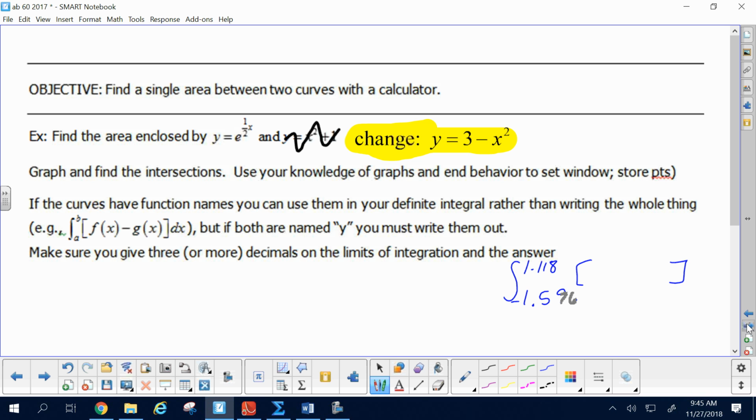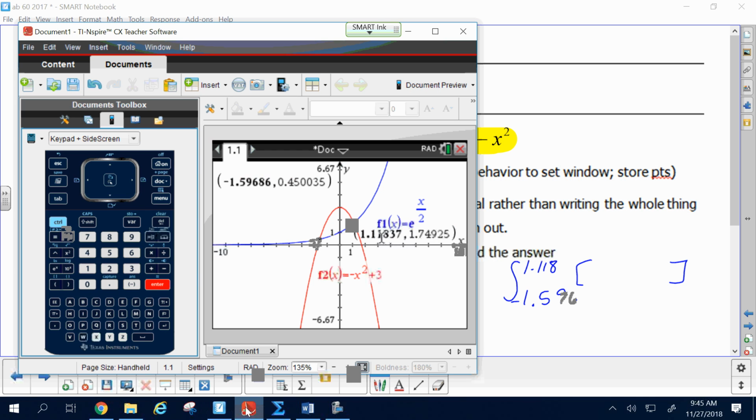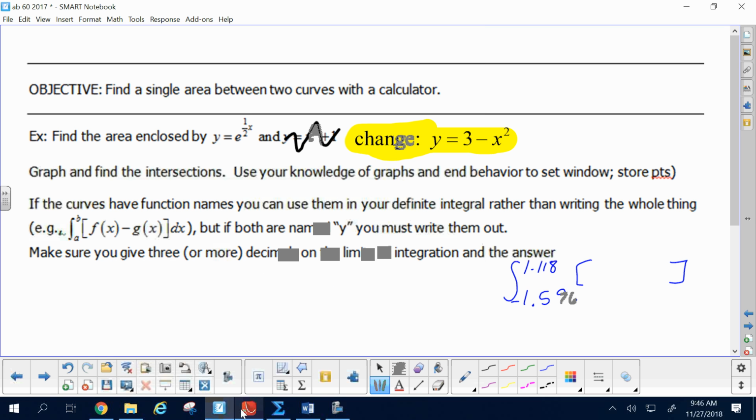So if we do upper minus lower, what's the function we're going to use minus which? Are we going to do parabola minus exponential or exponential minus parabola? Parabola minus exponential. So our integrand should be 3 minus x squared minus e to the 1/2 x. I didn't use parentheses around each in this case because the one I was subtracting is just one term. dx, yeah? Now that's what we would record to our paper. Even on a calculator question, you still have to show the integral you did.